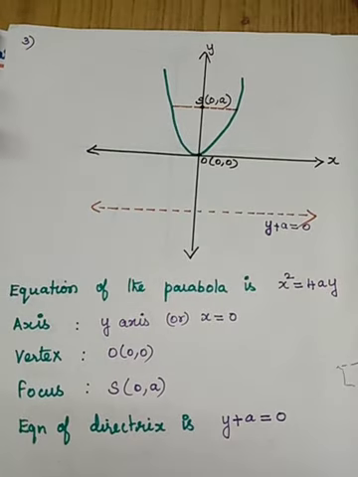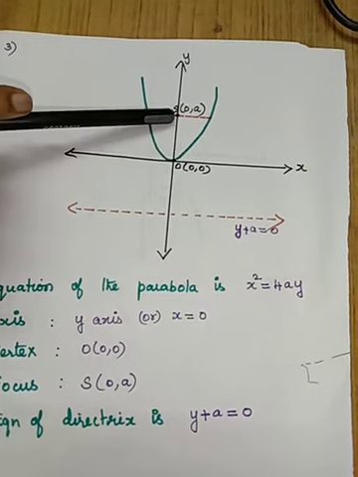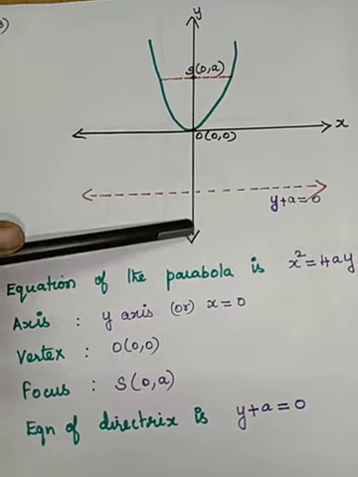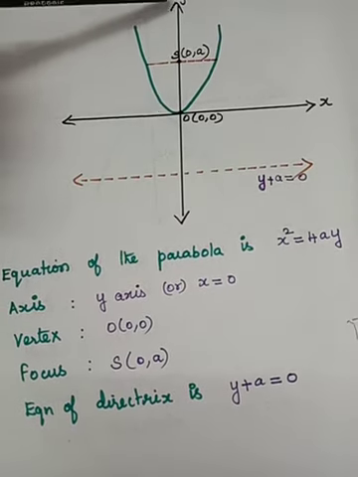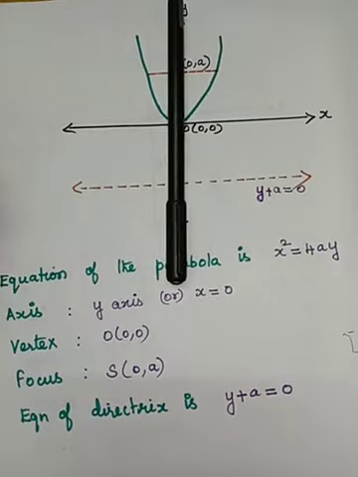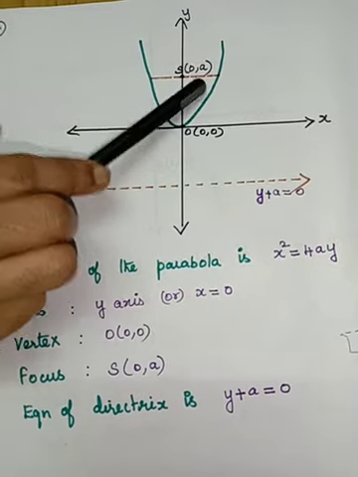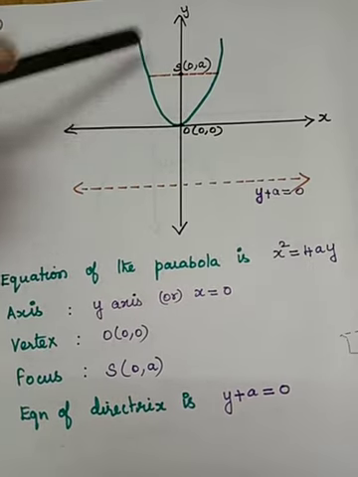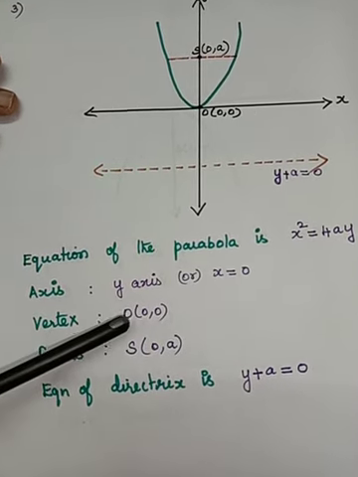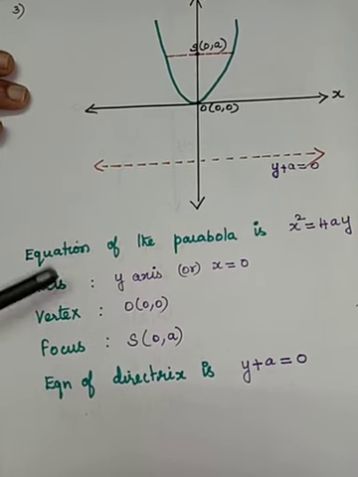Okay, so see the axis now. The axis, by definition, is perpendicular to the directrix and passes through the focus. So which is the axis of symmetry now? The y axis. For the parabola which opens upward, the axis of symmetry is the y axis, because the y axis divides the parabola into two equal parts. For all the parabolas in the standard form, the vertex is 0 comma 0. There is a difference in the focus only.